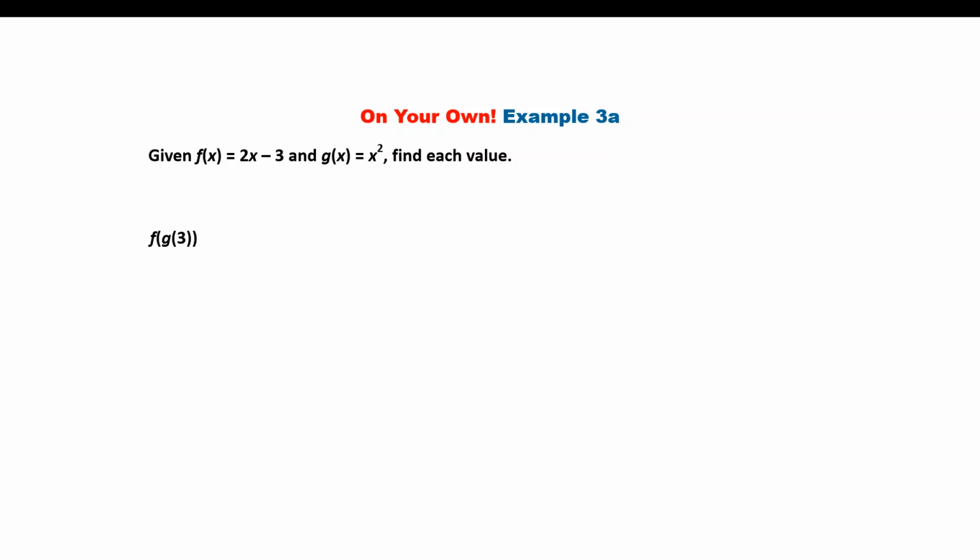So the first thing we want to do is find g of 3. g of x is x squared, so in place of x, we're going to put 3. When we do that, we see 3 squared equals 9. So g of 3 is equal to 9.